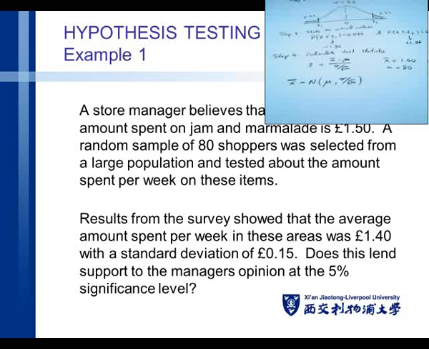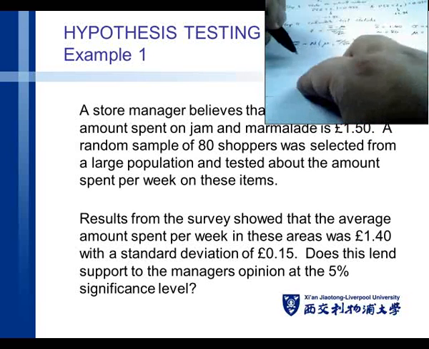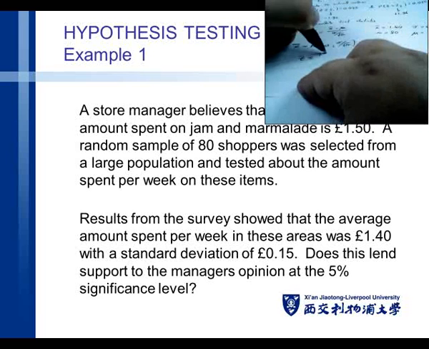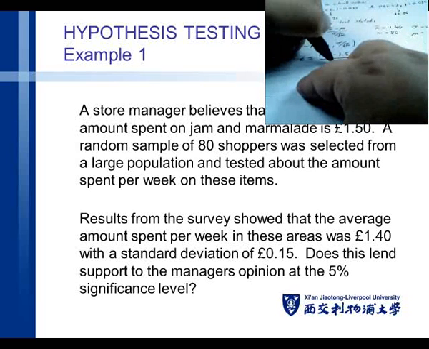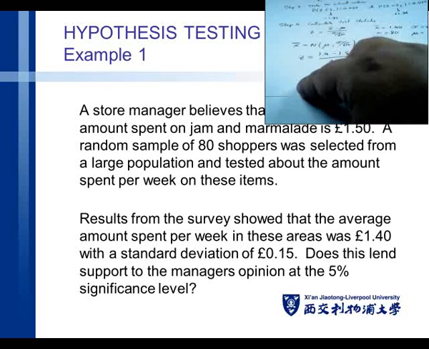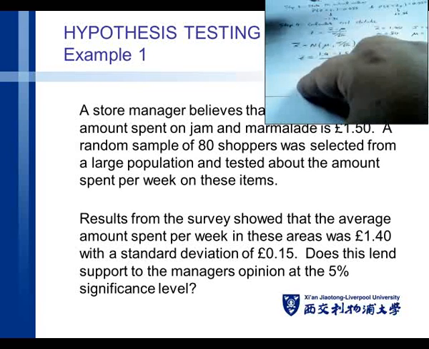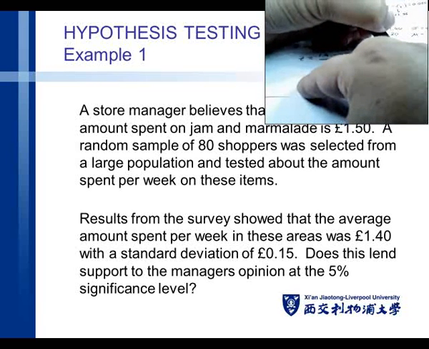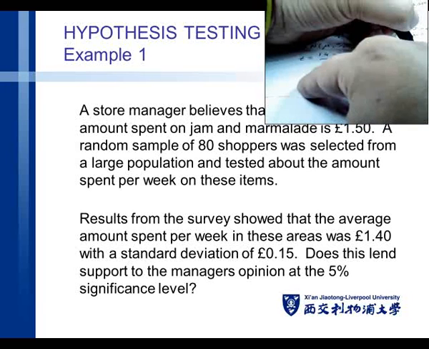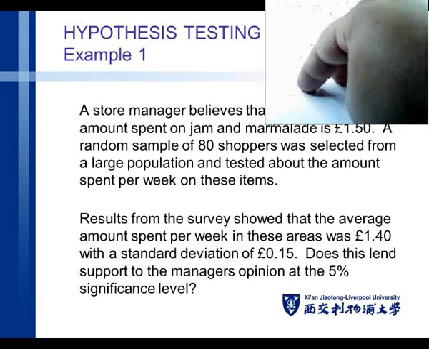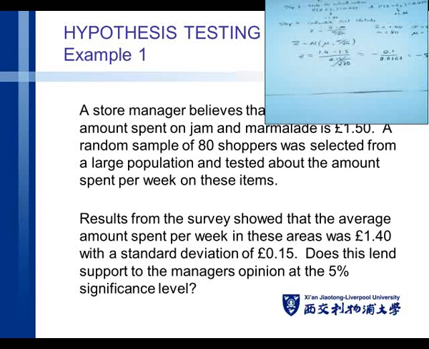So you can calculate that number and you're going to get, next page, Z is equal to 1.4 minus 1.5 divided by 0.15 divided by square root of 80, and that's basically minus 0.1 divided by 0.0167, and that is minus 5.96.